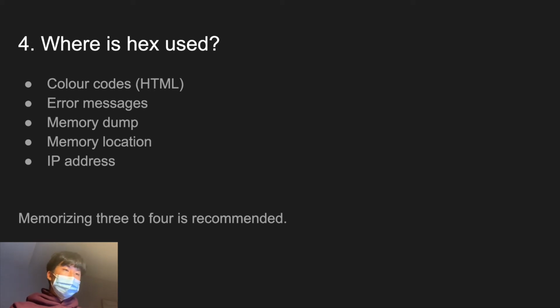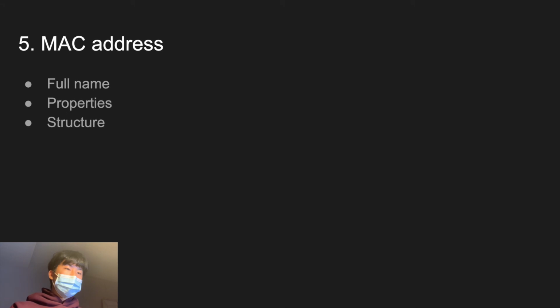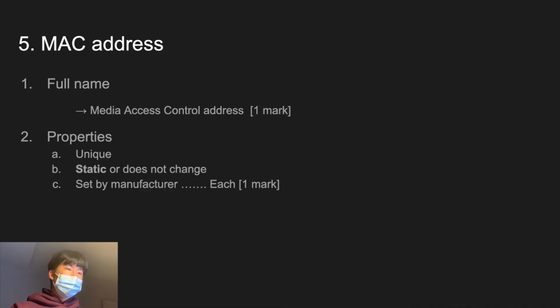The final question is about MAC address. This might be the most challenging question of this chapter. The question requires an explanation about MAC address. So how would you explain it? First, for a term in computer science which has an acronym like MAC in MAC address, you can always say the full name to get a mark. So if you write that MAC address is a media access control address, you would get 1 mark.